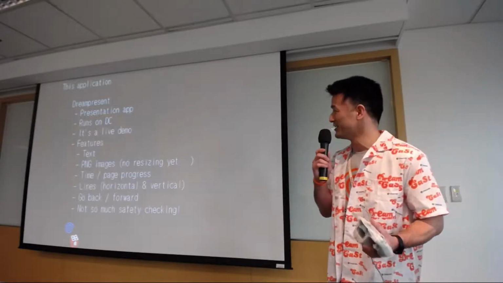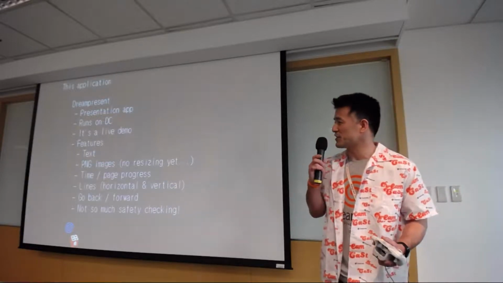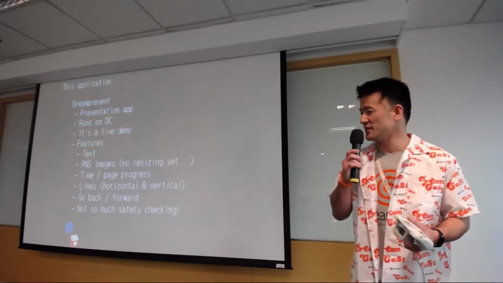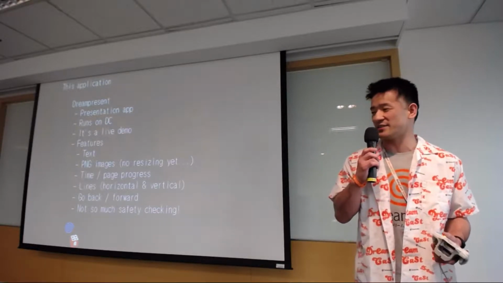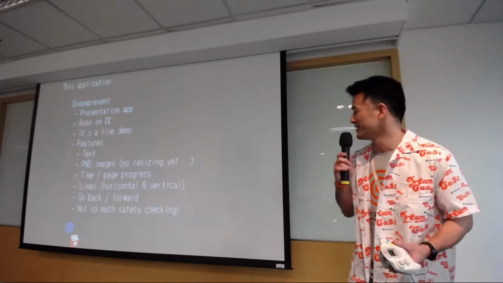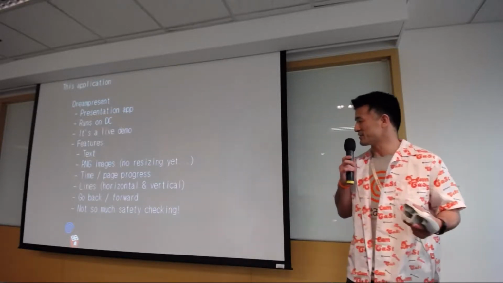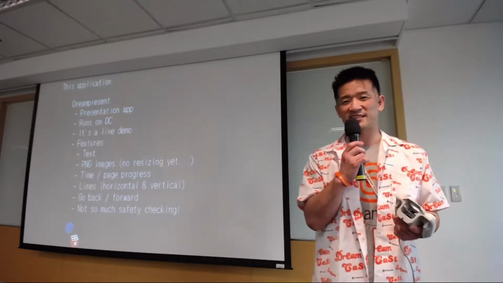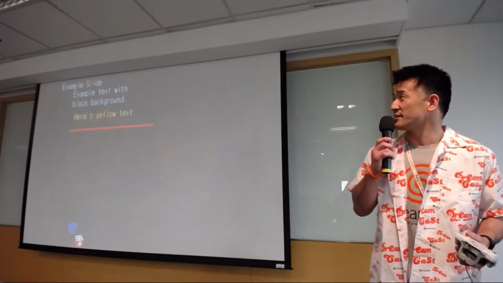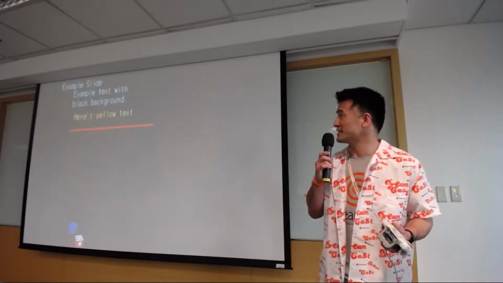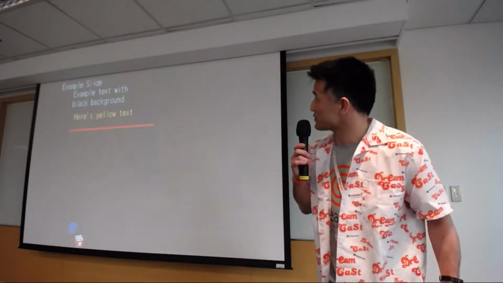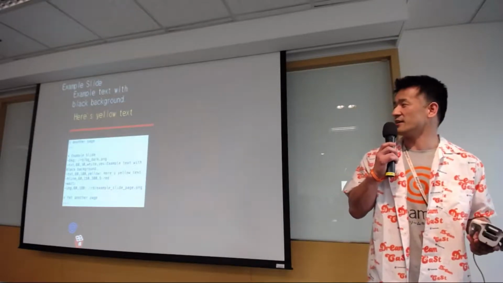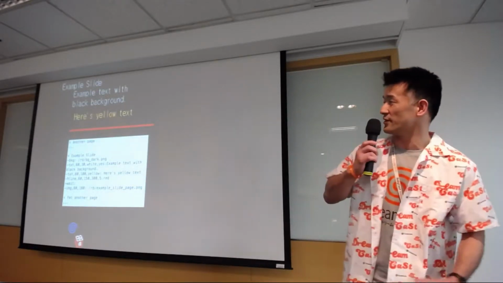Hopefully nothing more. It's able to render text and show PNG images, and at the bottom, time and page progress, shamelessly stolen from Rabbit when I saw it. I can go back and forth on pages and stuff like that, but it's a very minimal presentation application. Here's an example slide. The background is black, which you can't see because it's too dark, and there's some yellow text and a red line. And this is the exact source of this page.